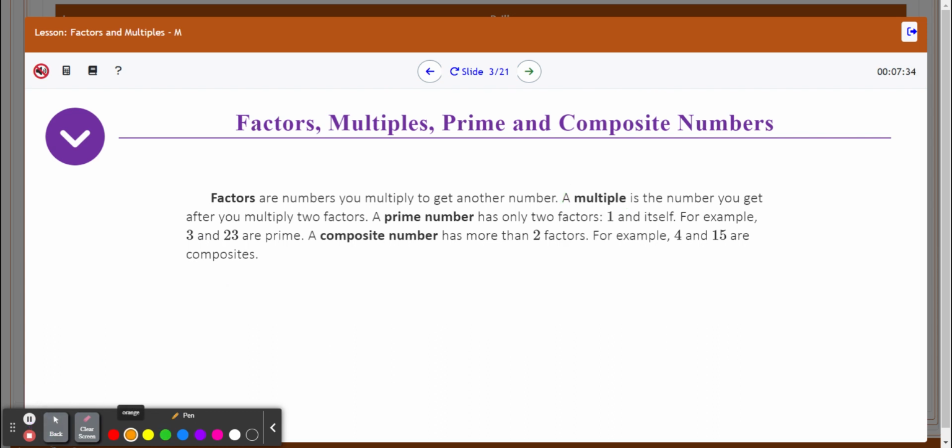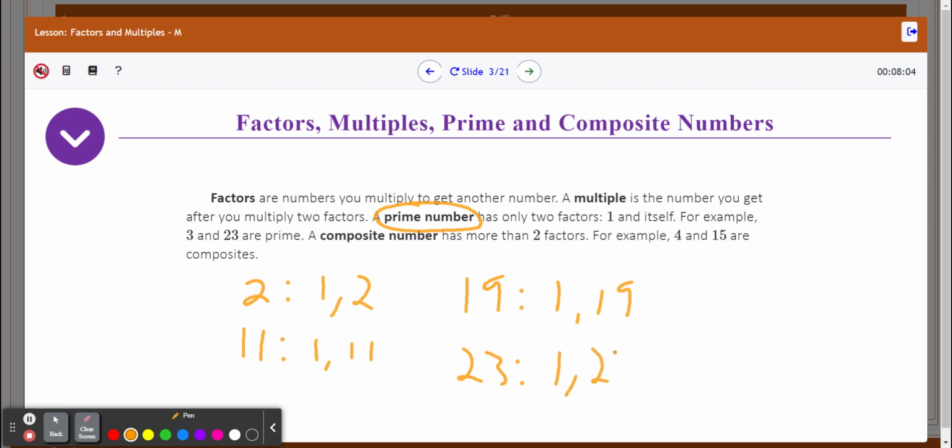Then we have what's called prime numbers. A prime number is a number that only has two factors, 1 and itself. So for example, 2 is a prime number. 1 times 2 is 2. There's no other factors. Let's see, 11 is a prime number. 1 times 11 is 11. There's no other factors. 19 is a prime number. 1 times 19 equals 19. 23 is a prime number. 1 and 23 are the only factors. So again, a prime number only has two factors. It's 1 and itself.